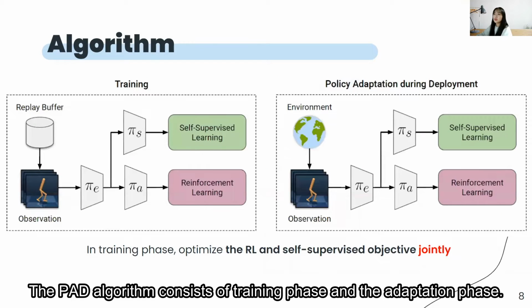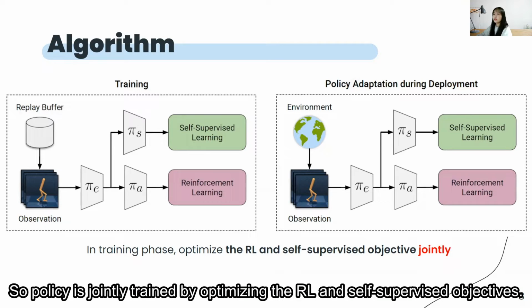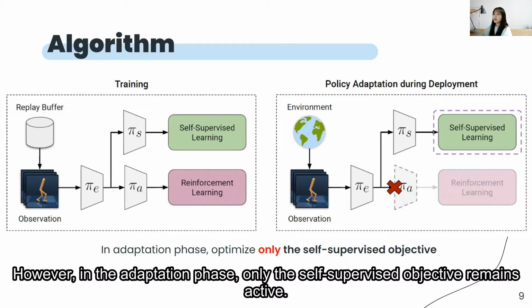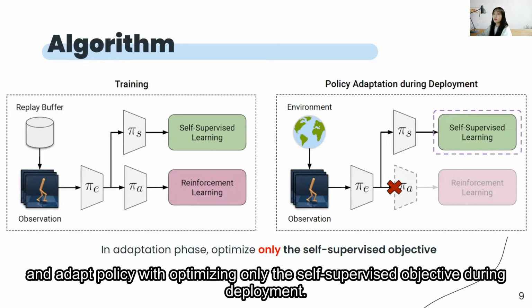The PAD algorithm consists of a training phase and an adaptation phase. In the training phase, there are signals from both the reward and the self-supervised task. So the policy is jointly trained by optimizing the RL and self-supervised objectives. However, in the adaptation phase, only the self-supervised objective remains active. So observations are collected from the test environment and the policy is adapted by optimizing only the self-supervised objective during deployment.